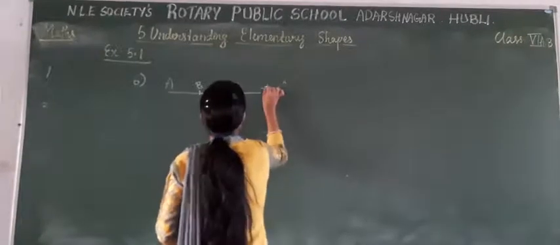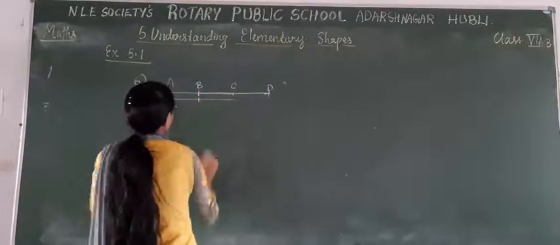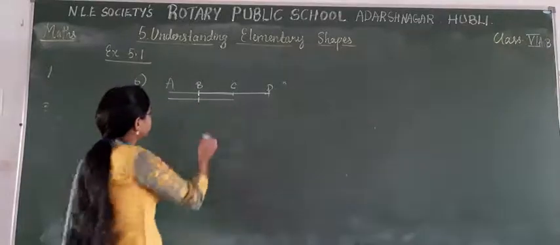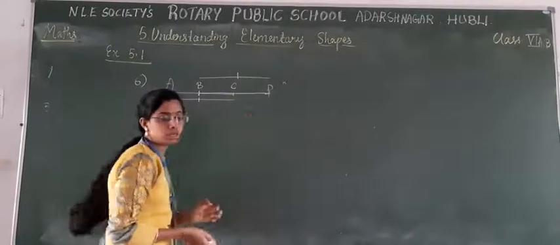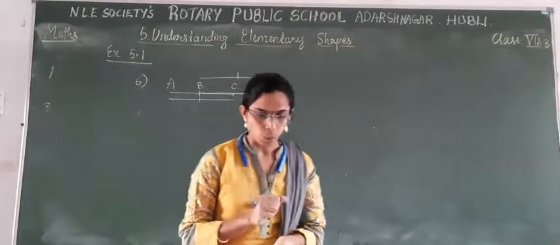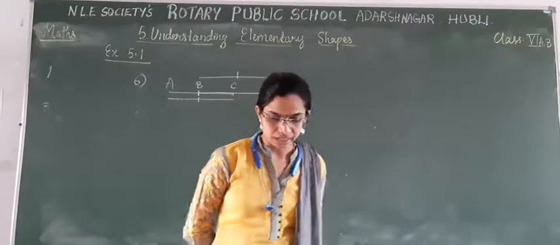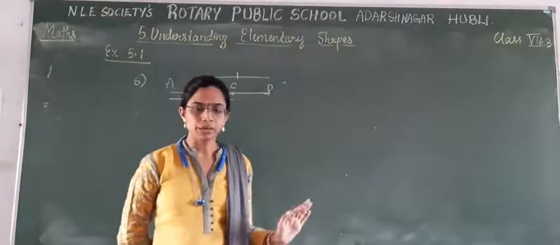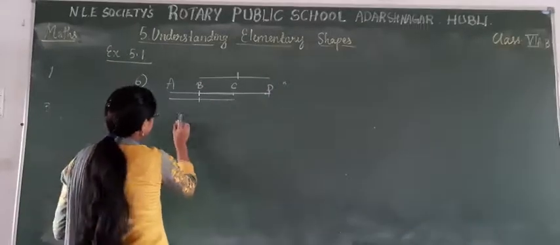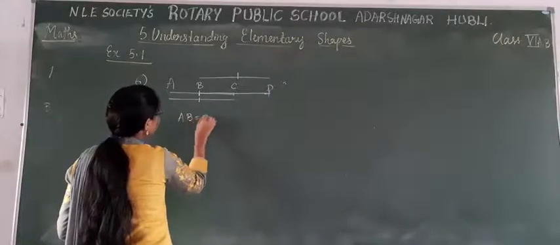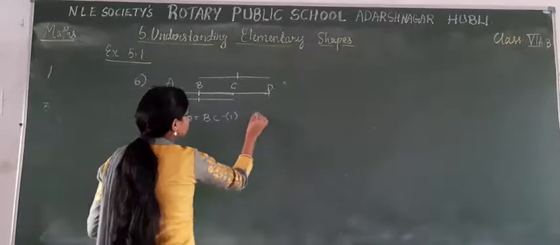Here, when you consider line AC, B will be the midpoint. When you consider BD, C is a midpoint. The question asked: where A, B, C, D lie on a straight line, say AB equal to CD. See, first thing, AB is equal to BC. Why? Because it is a line and B is the midpoint of AC.